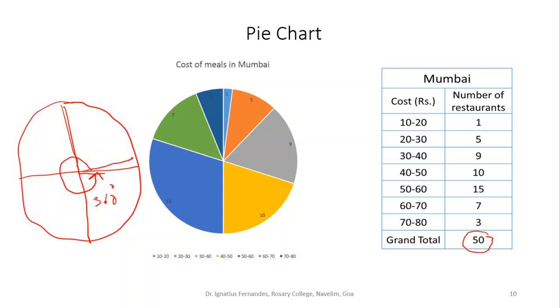Now if I divide 360 degrees into 50 parts, then 360 by 50 is approximately 7. So I'm looking at 7 degrees here. Each part here will be of 7 degrees, so that it makes 360 degrees. Now for 10 to 20, the frequency is 1. So I take one part here like this, and I'll mark this for 10 to 20.